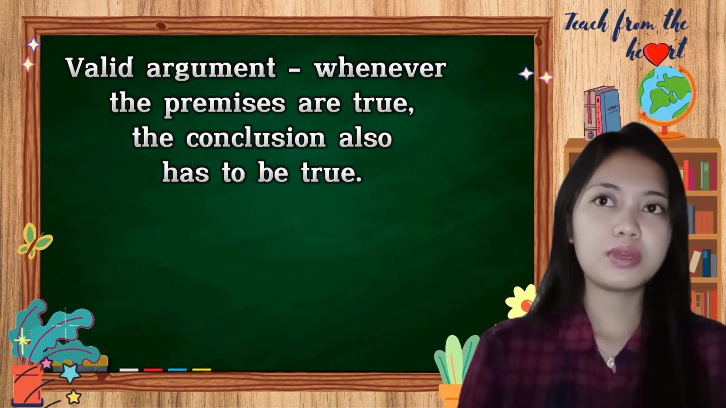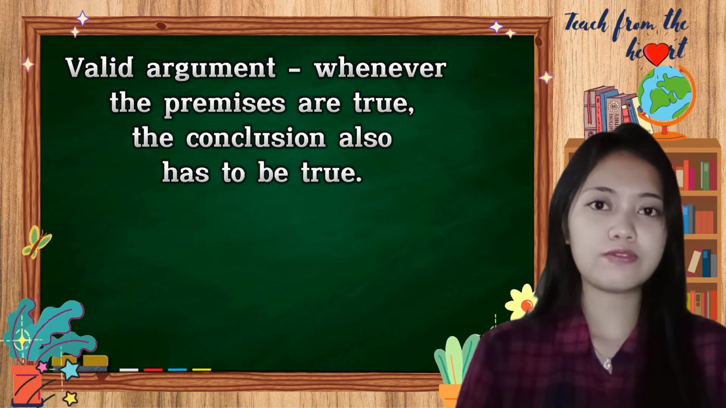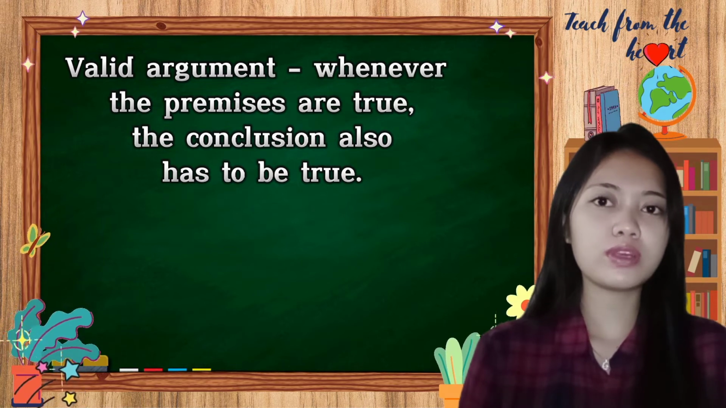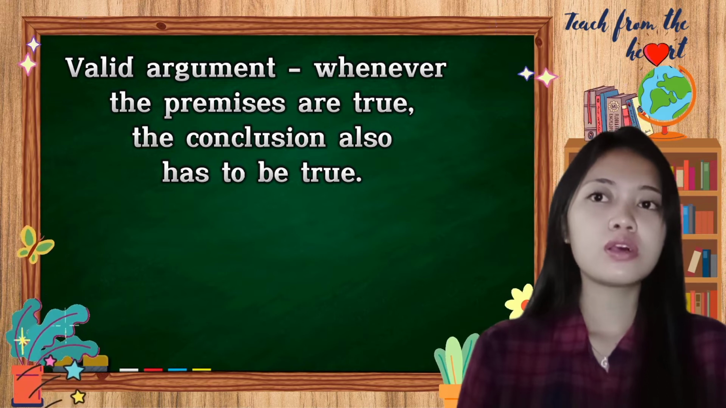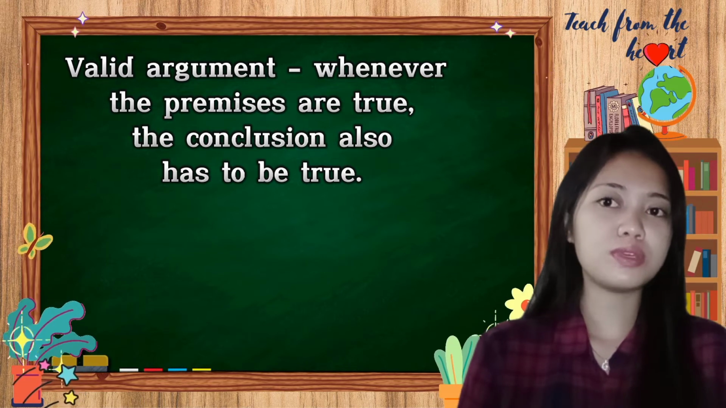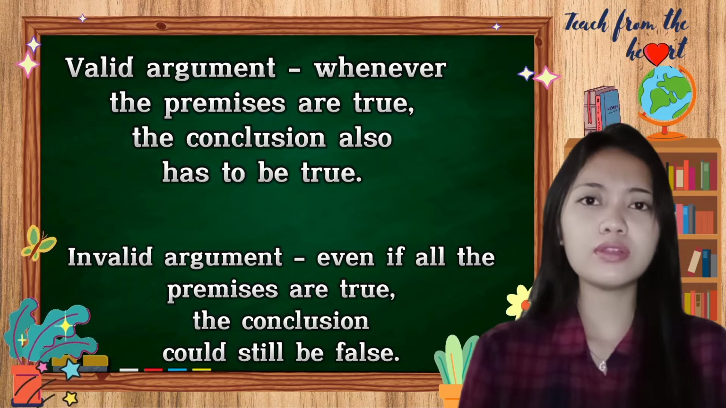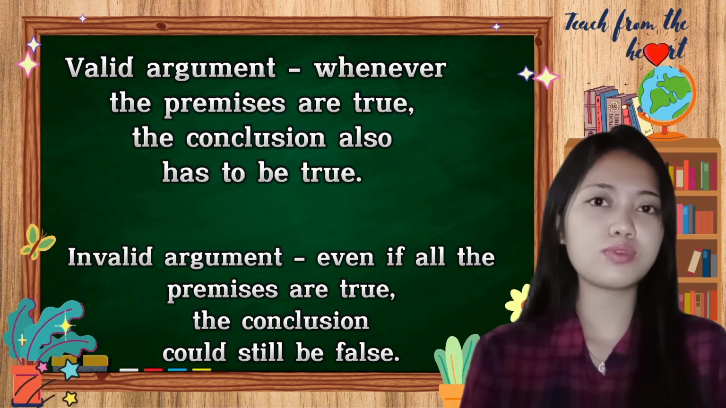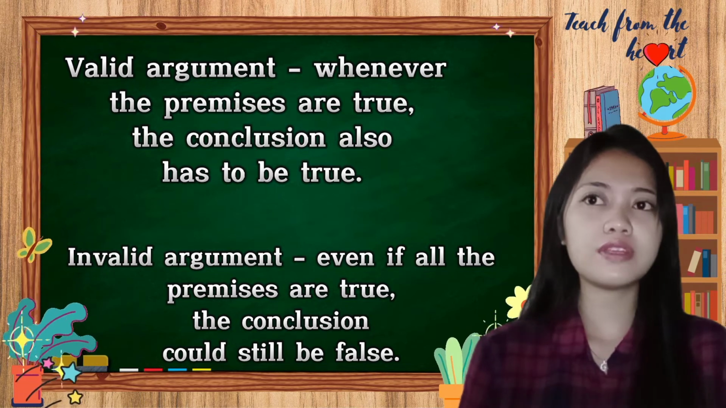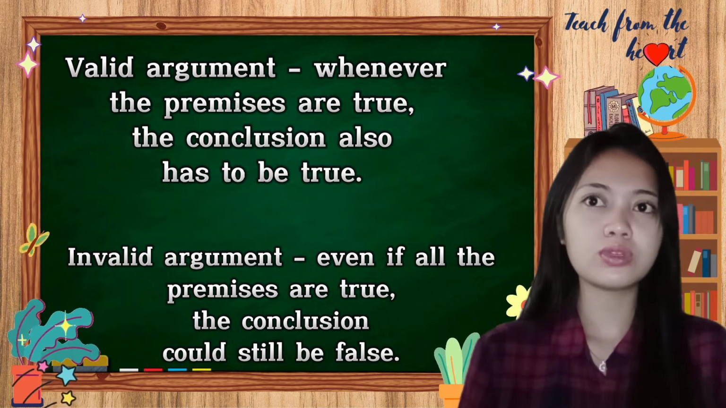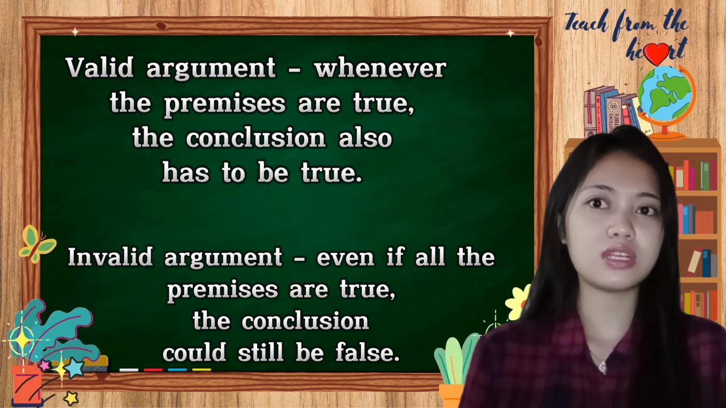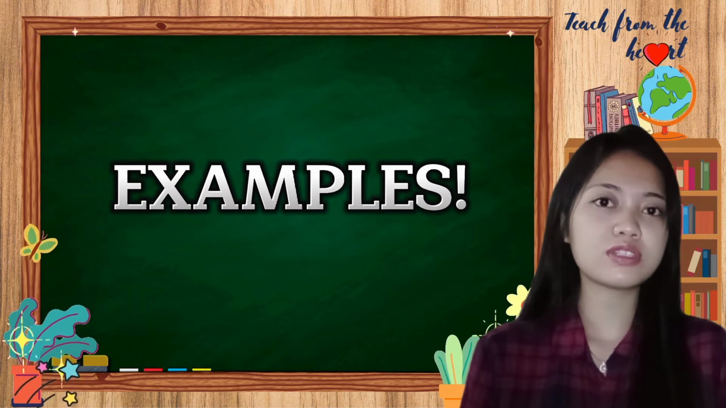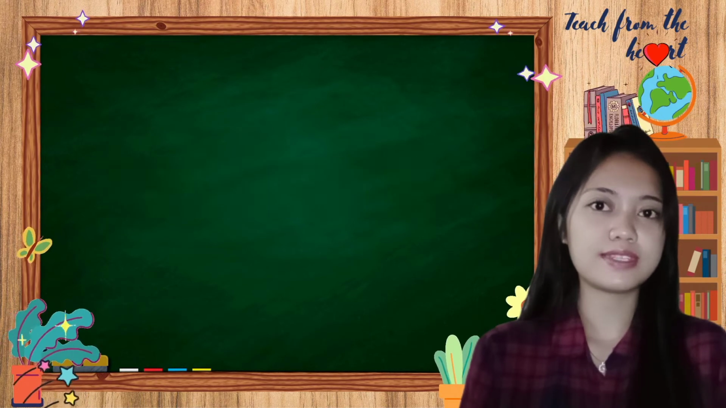In a valid argument, it is not possible for the conclusion to be false when the premises are true. In other words, in a valid argument, whenever the premises are true, the conclusion also has to be true. On the other hand, an invalid argument is one whose conclusion is not proven by its premises. That is, even if all the premises are true, the conclusion may still be false. Here are some examples for you to understand valid and invalid arguments.